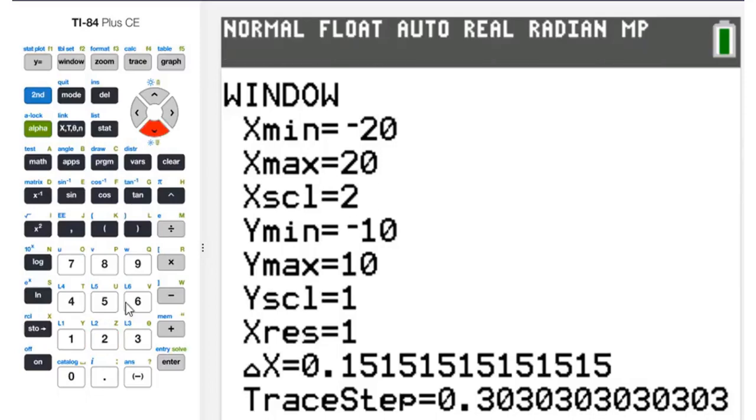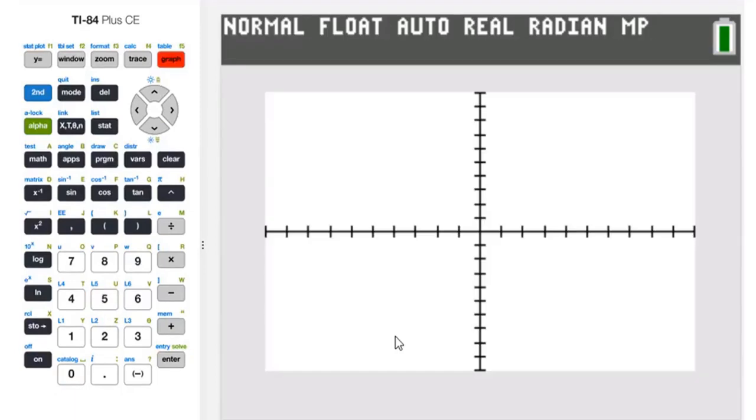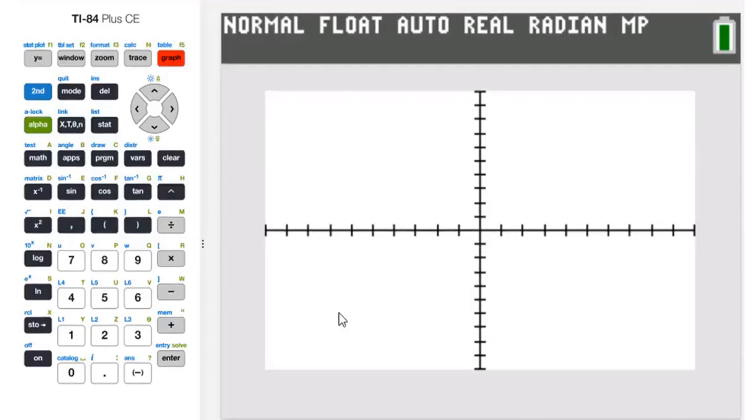For the Y minimum, I can do -50. This part is 50. Then your scale will be 5. After you press graph, look at this coordinate plane. For the x-axis, each unit stands for 2. For the y-axis, each unit stands for 5.